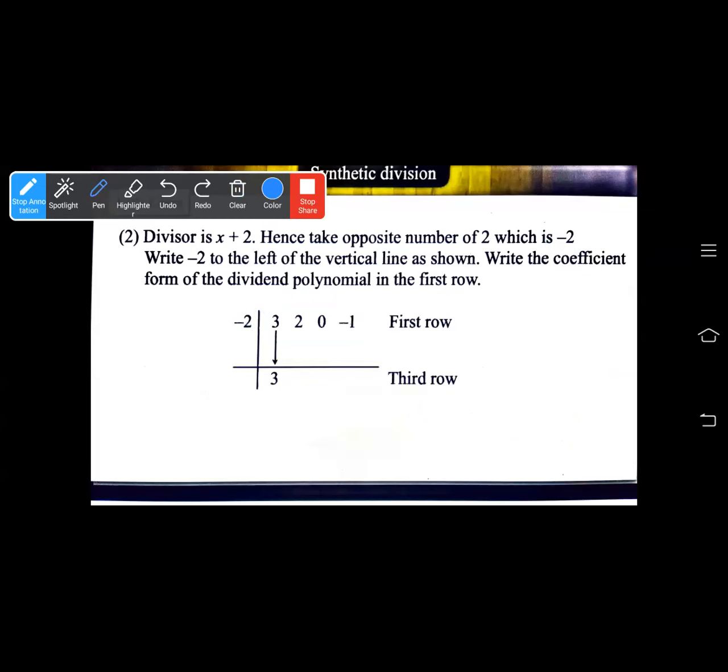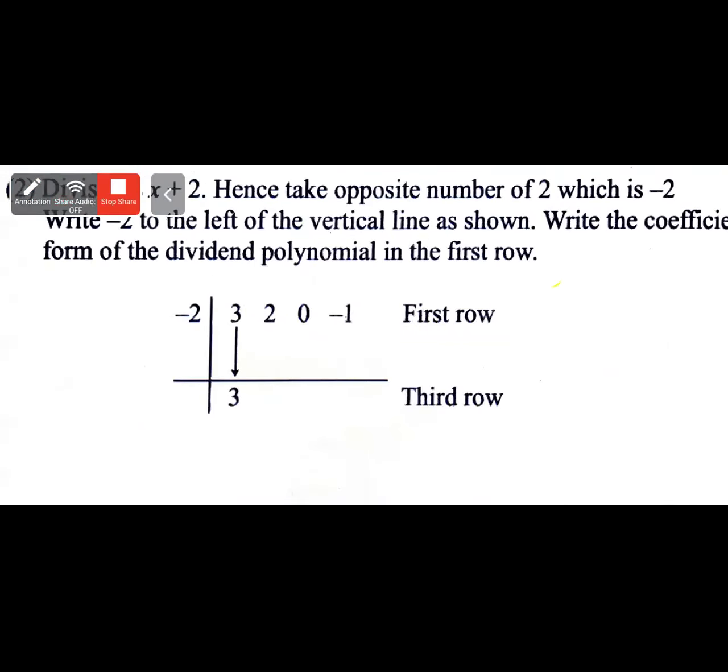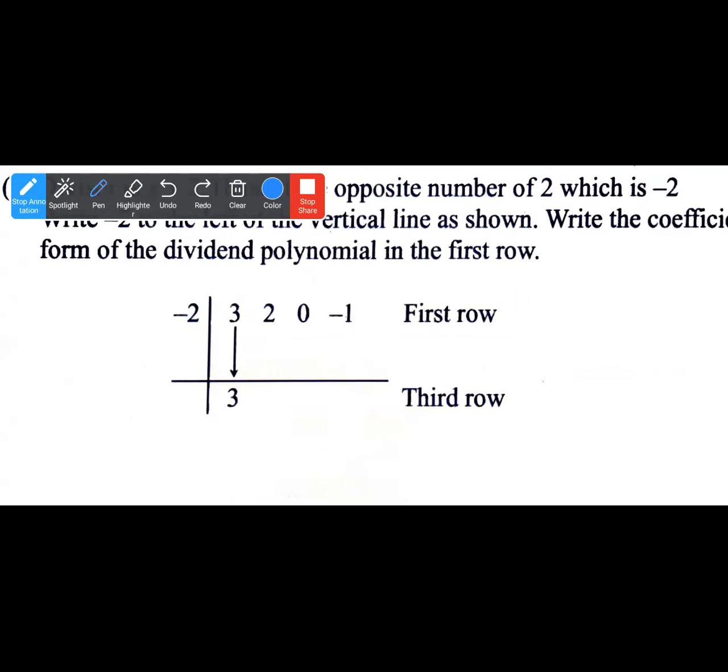We have to take 3 as it is in the third row. So write 3 as it is in the third row. No need to write anything in the second row. Then multiply 3 into minus 2, and that value you have to write under 2. That is minus 6. 3 multiplied by minus 2 is minus 6. So that minus 6 you have to write under 2.